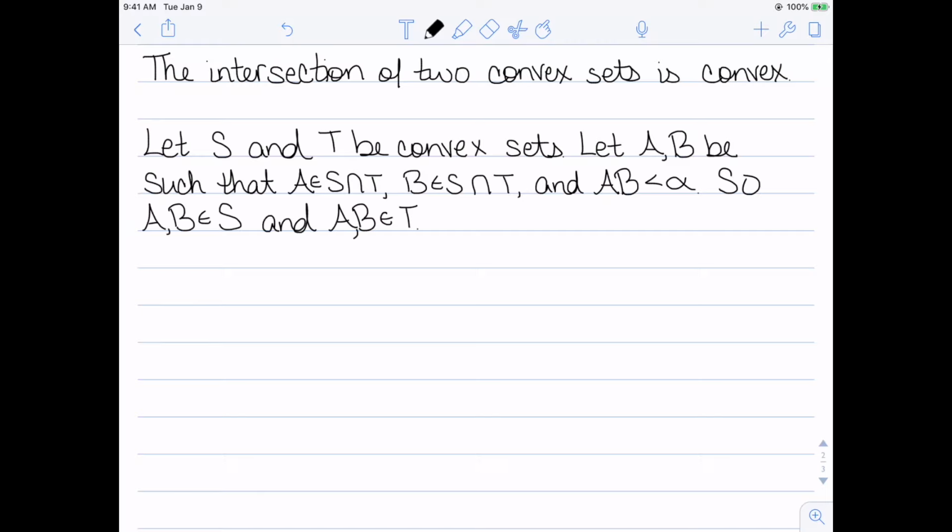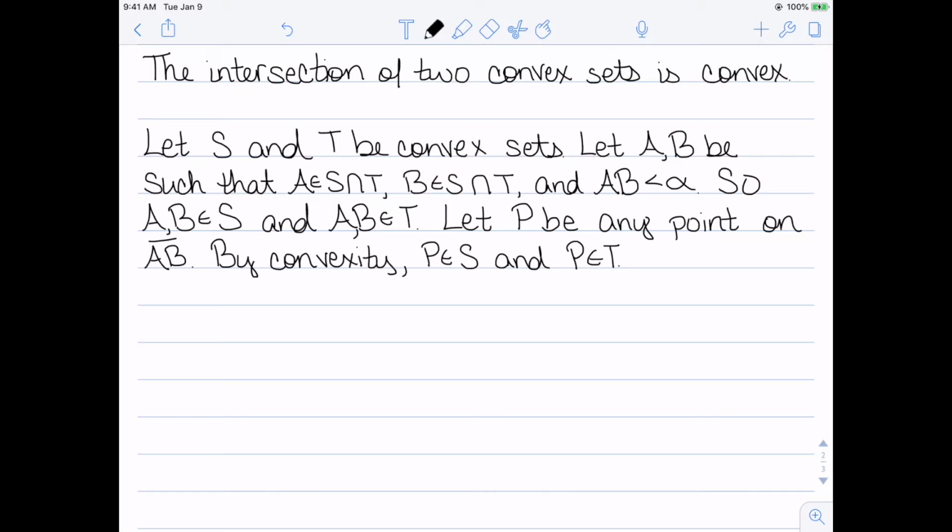By definition of the intersection, we then know that both A and B belong to the set S, and A and B also belong to the set T. We're then going to let P be any point on the line segment AB. So we need to show that P is in the intersection. Since S is convex and A and B both belong to S, then the line segment has to be in S, so P needs to be in S. And the same thing holds for T. T is also convex, so that entire line segment is in T, including that point P. Since P belongs to both S and T, it must belong to the intersection. And since P was an arbitrary point, that means every point on that line segment is in the intersection. So I now have that the intersection of two convex sets is convex.